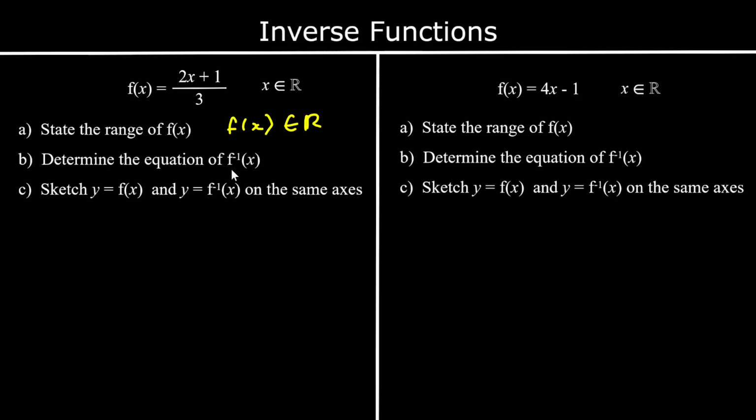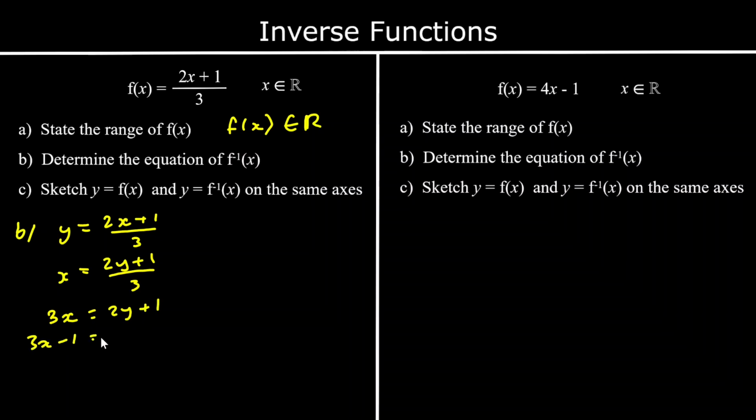Determine the equation for f minus 1 of x, the inverse function. I'm going to make it y equals. In the inverse, the y becomes the x and the x becomes the y. And I want to rearrange it so I get my y by itself again. So multiply by 3, take away 1, and divide by 2. So f minus 1 of x, the inverse function, is (3x minus 1) over 2.